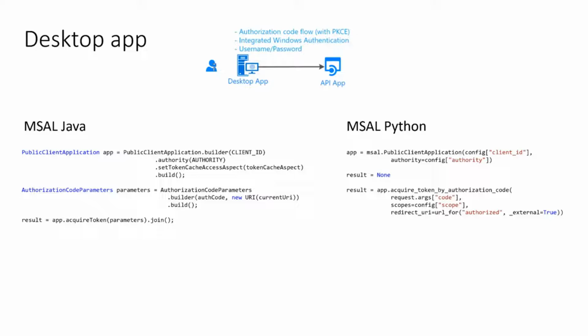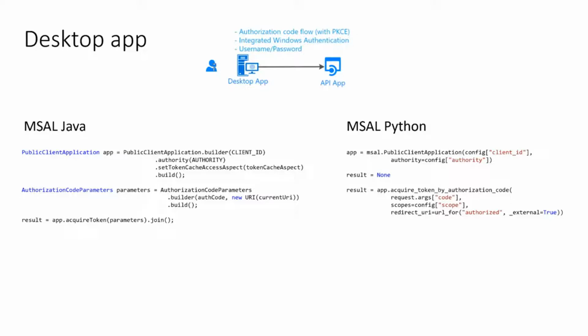The integrated Windows authentication flow is very specific to Windows machines, and it's mainly implemented to take advantage of a domain joined machine, so that if there is a domain joined identity, that can be leveraged to get tokens for the application without additional user interaction. The username password flow is not exactly a recommended flow.